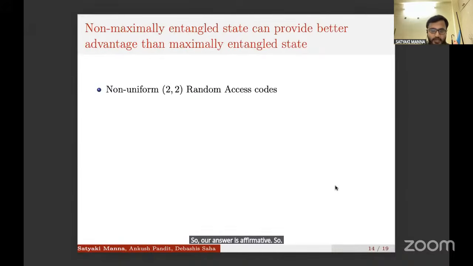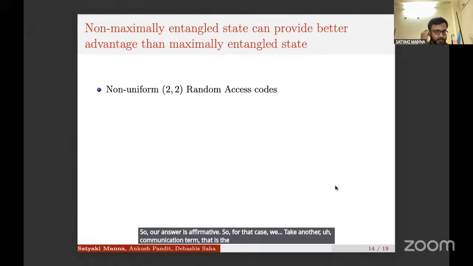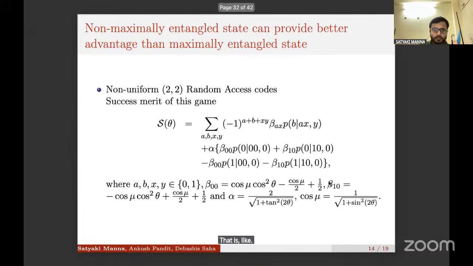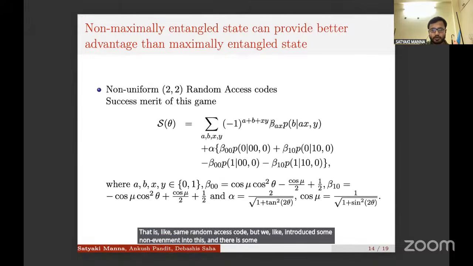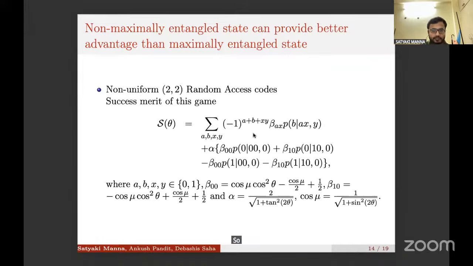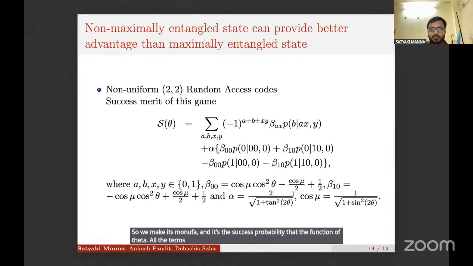For that, we take another communication task, the non-uniform random access code. It is the same as the random access code, but we introduce some non-uniformity into it, and the coefficients are also non-uniform, whereas in the general random access code this is the same for all the probabilities. So we make it non-uniform, and the success probability is a function of theta. All the terms are given here as a function of theta.